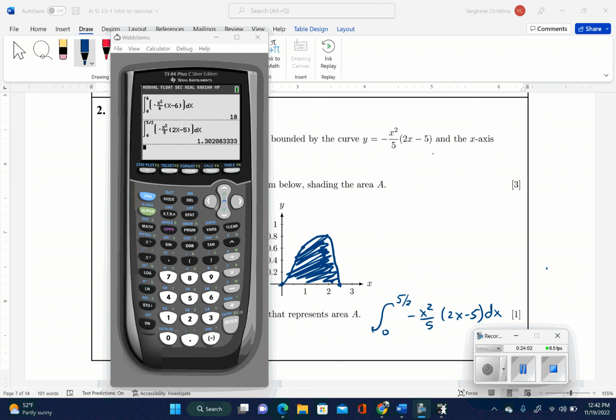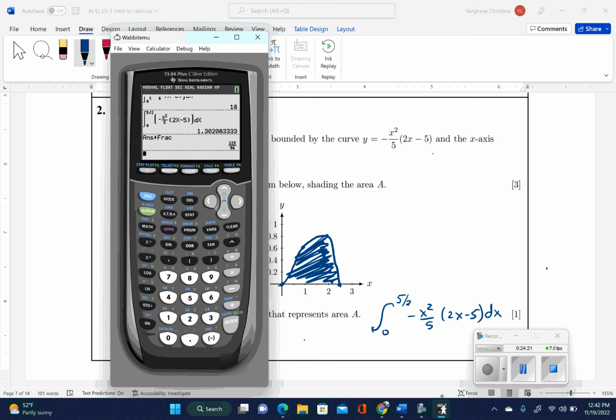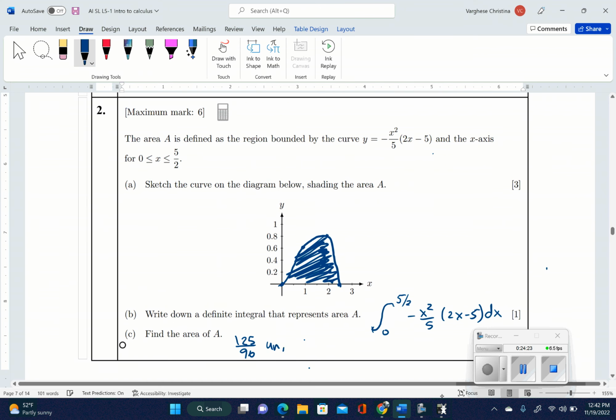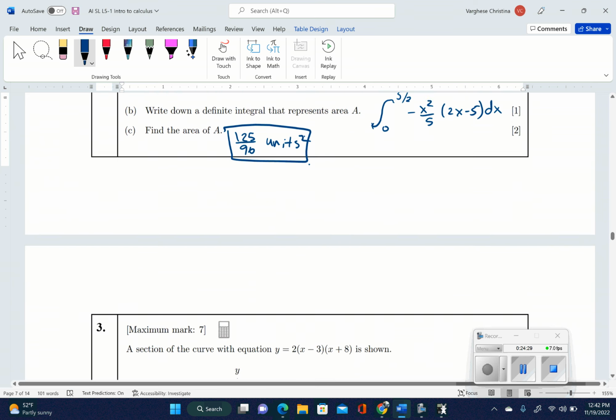All right, so this is a weird one to write down, but let's see if it turns into a fraction easily. So hit math, option number 1 is frac. Boom, there's an easier answer, right? So I have, find the area, so it's 125 over, I think it was 96, is that right? Good. And then I'm going to put units squared. Okay, so units squared is the area of this curve, area A.